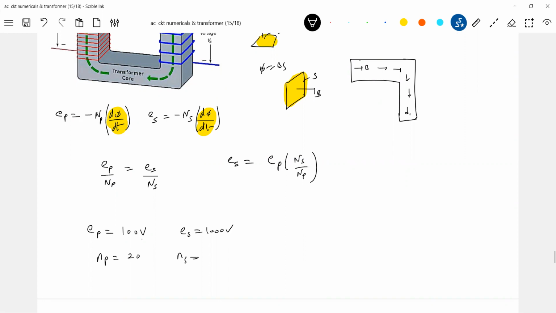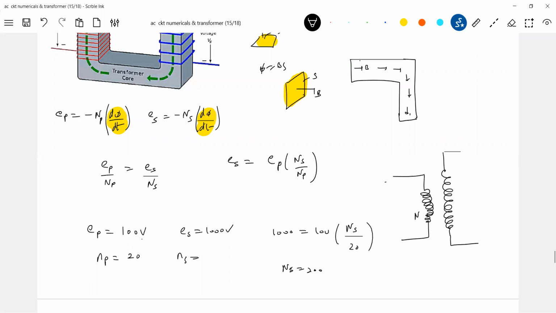So shall we use this formula? According to this formula, secondary voltage is 1000, this is 100, the number of turns of the secondary, and the number of turns of the primary is 20. So 200. When you make the number of turns of the secondary 200, the voltage is made from 100 volt to 1000 volt. So let me draw a rough diagram. This is the number of turns of the primary. This is the secondary. How much voltage here? EP. And here it is ES. So like this, this is called a step up transformer.